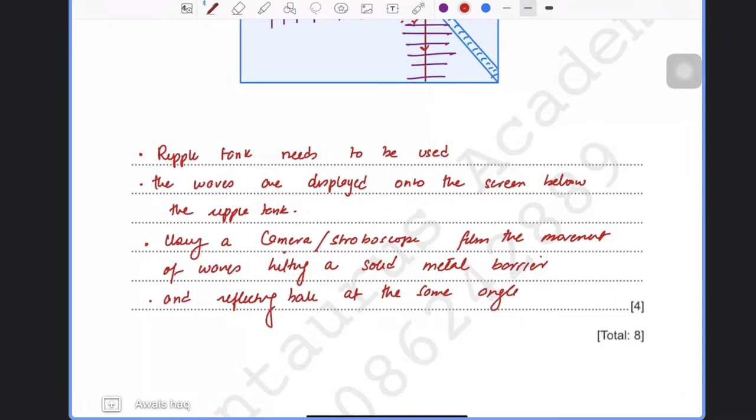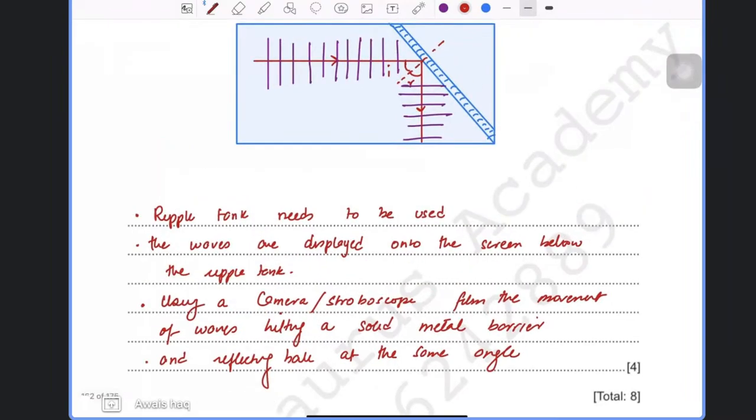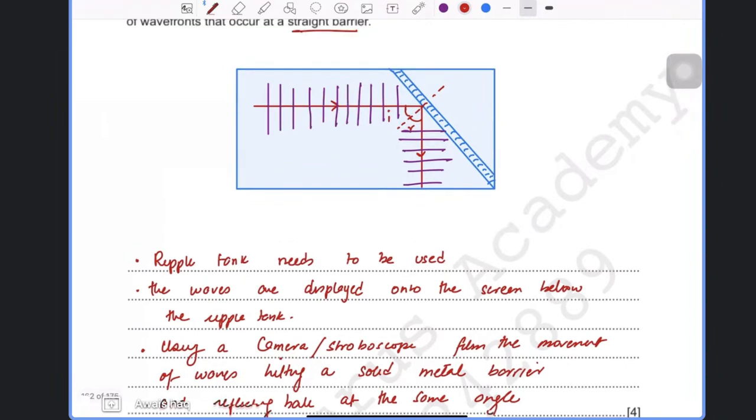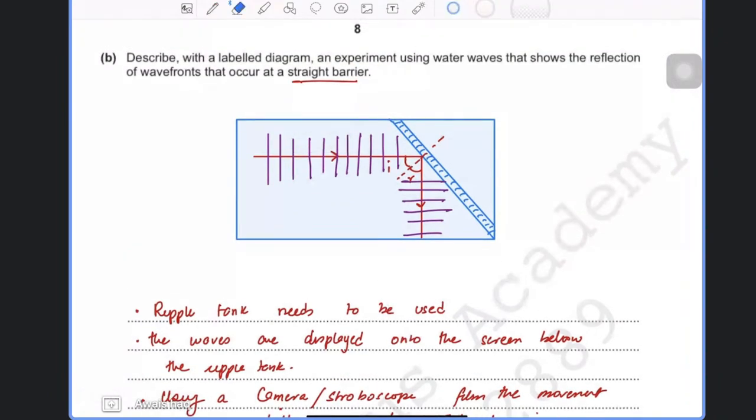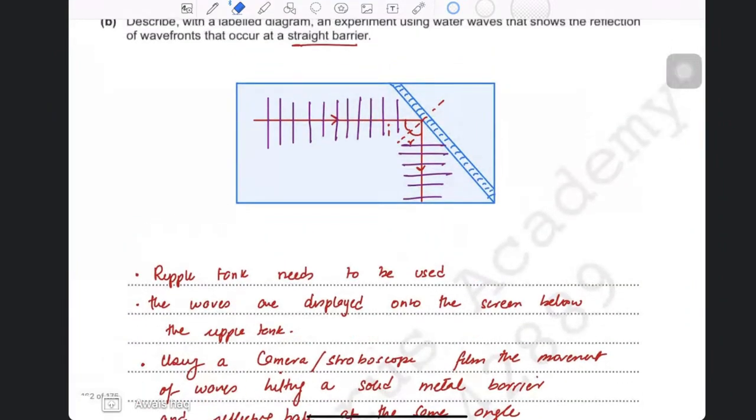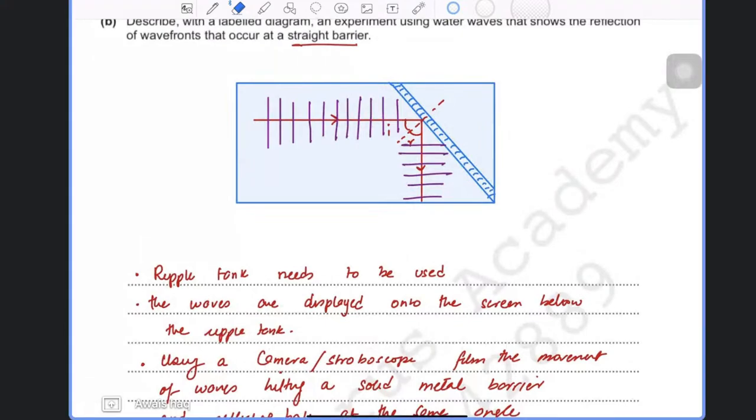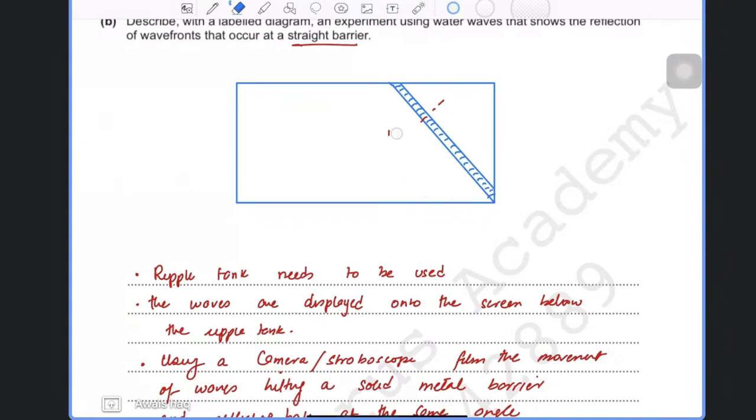angle. Alright, so what you're going to do is, I'm really sorry about this. I'm going to redo it. So if it's a straight barrier, then the angle of incidence and reflected angle will be 90, right? Yeah, no, it will be 0 degrees, not 90. Sorry, 0. Yeah, exactly. So I'm going to show you. I'm sorry about that. I did not read it carefully.